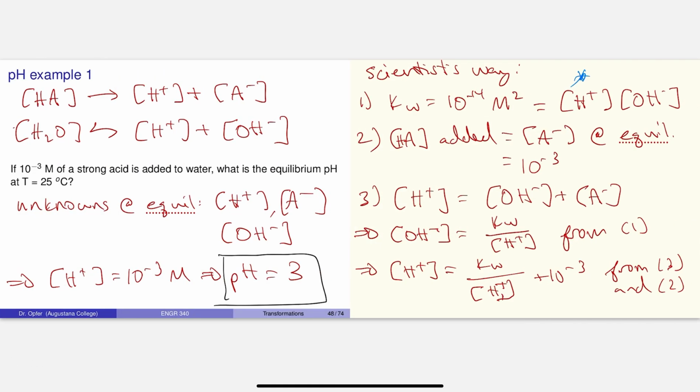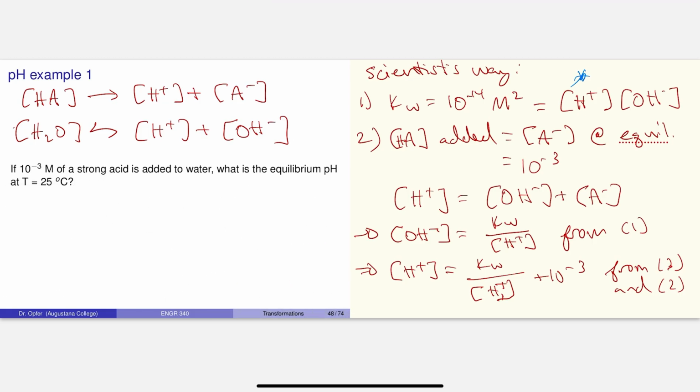Nothing wrong with this at all, but let's think about this from an engineer's perspective. We've got a strong acid. Water is a weak acid. So if you think about it, this water is going to form a really teeny tiny amount of H plus, whereas the acid is going to form a much larger portion of H plus. So really, we can get rid of all of this.